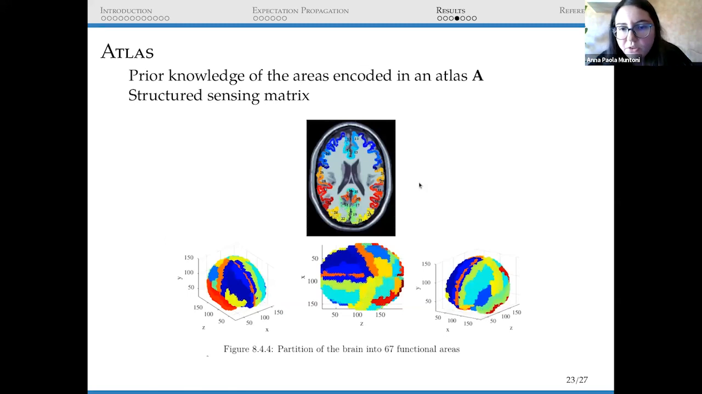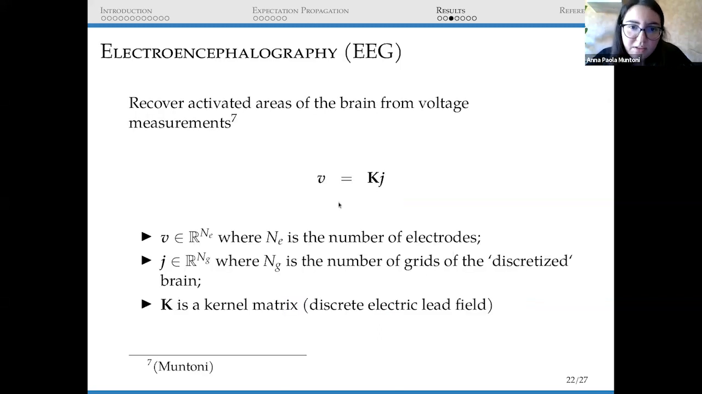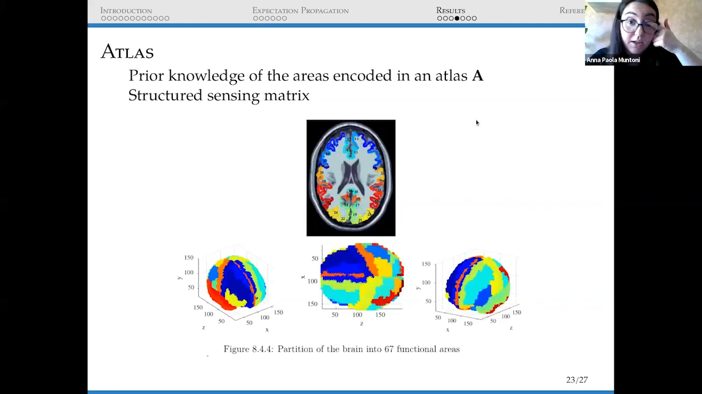What we tried to do is to also include some structure of the areas of the brain, and to do that, we include some prior knowledge of these areas into an atlas, called Atlas A. And instead of imposing this prior information about the currents into the unknown J, we decided to put this information into the sensing matrix K. So we have a new sensing matrix that takes into account this correlation. And in the end, this K matrix was very structured, where the entries were highly correlated. And these are the areas that we tried.